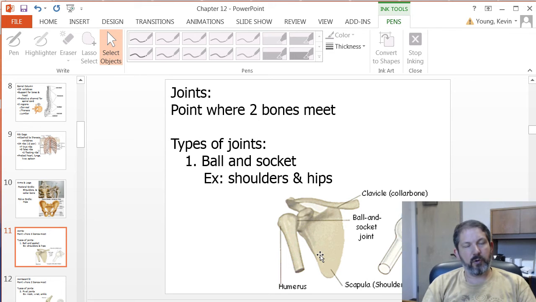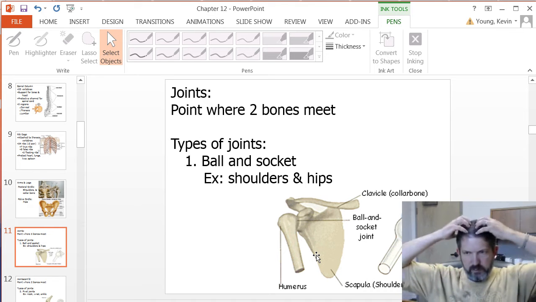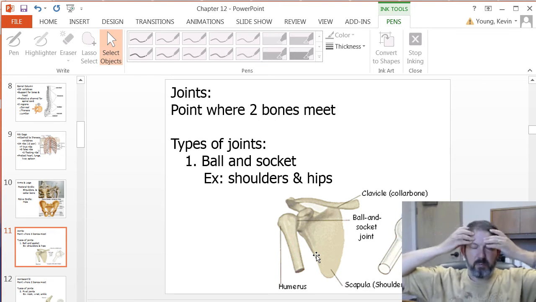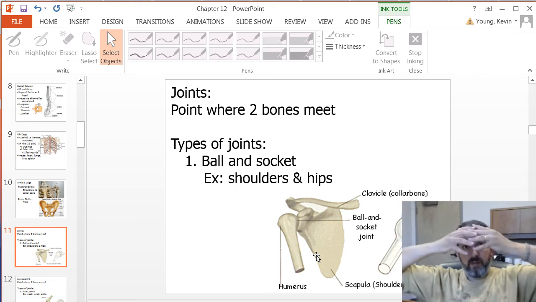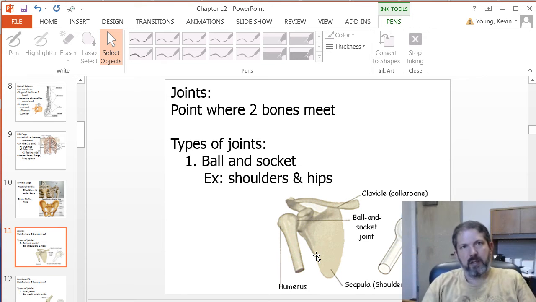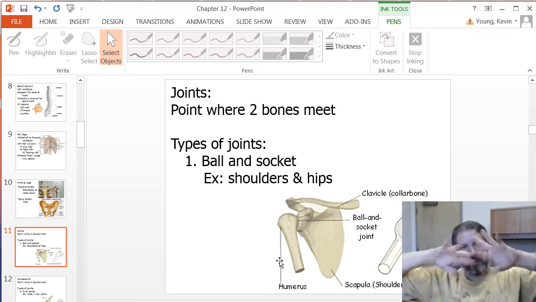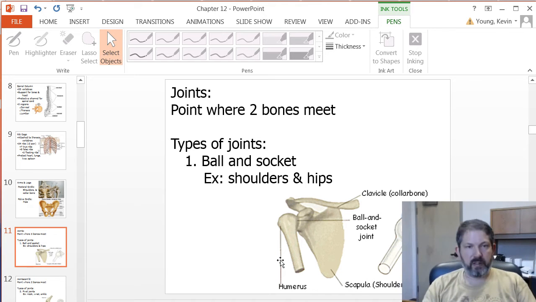Anytime bones are meeting other bones, it is a joint. And not all joints are movable. So even though I can't move the separate bones of my skull, they're fused together. That place where they're fused together, the suture, is considered a joint. It's a fibrous joint. It's immovable, but it's still a joint. Most of the joints are movable, and those are the ones we think about most.